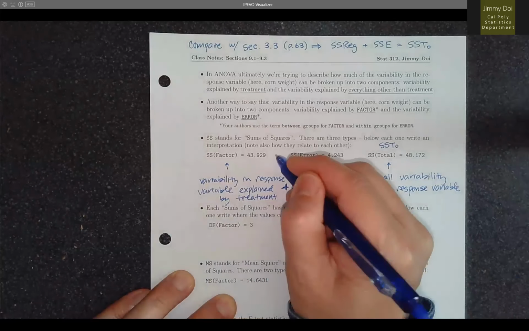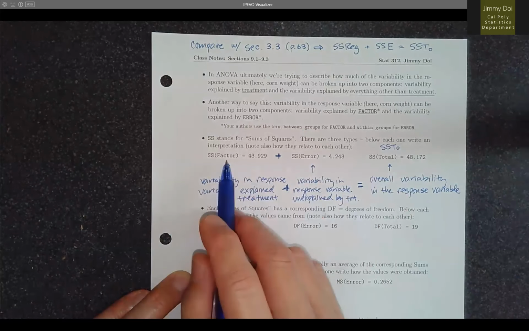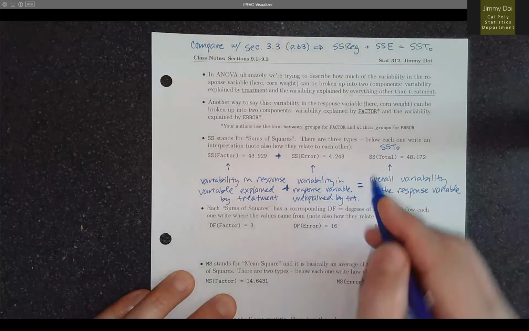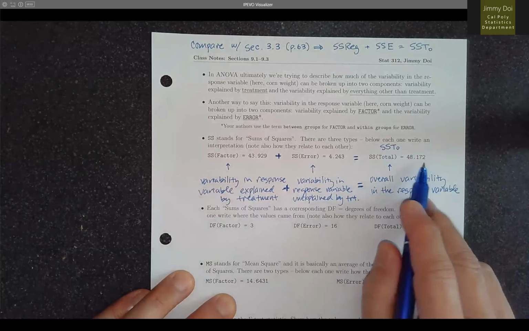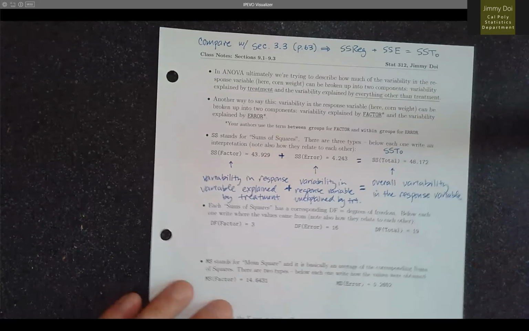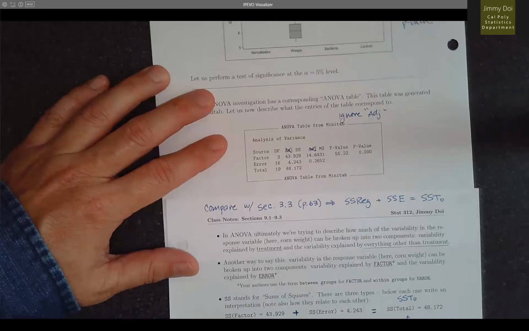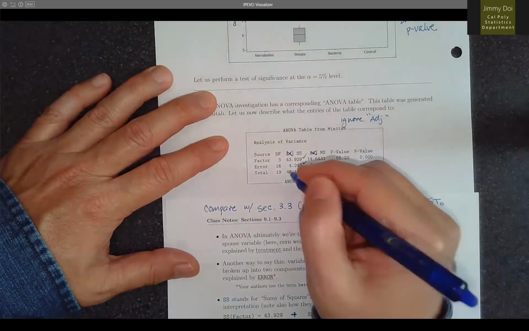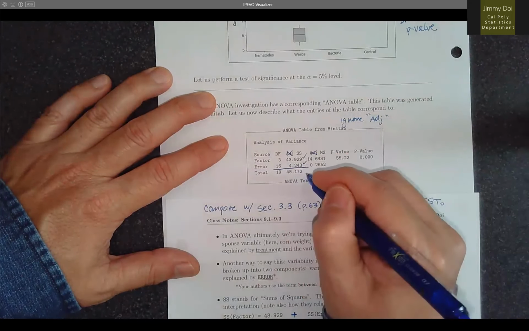Look at this. 43.929 happens to be the sum of squares factor, which you saw on the previous page. This is sum of squares error. You could use your head or your calculator, but you can confirm that if you add those, it happens to be 48.172. And they will always add. So if you want to come back to this page, you could make a note. We just talked about this right here. If you draw a line underneath that, those things do add up. That is the sum.